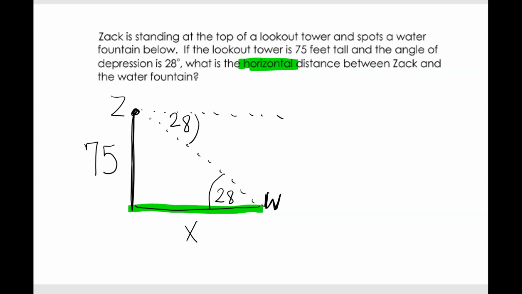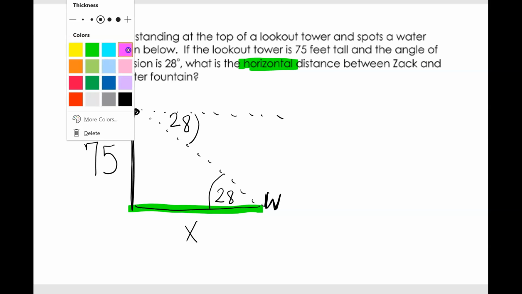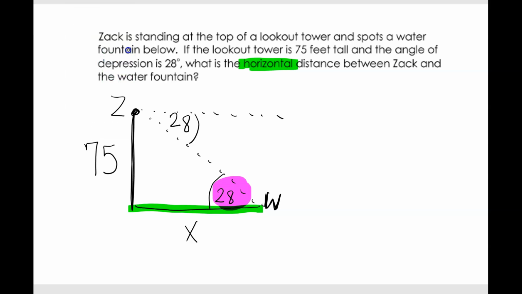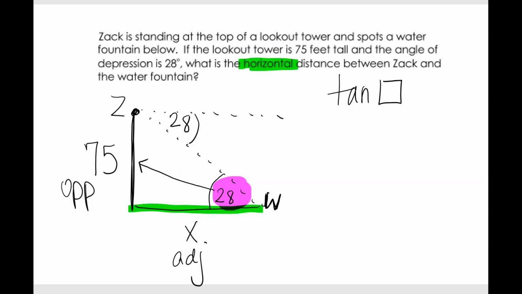If we're standing at the 28, because we always stand at the acute angle, we determine what are the 75 and what is the x. 75 is the side directly opposite of me, and the x is the adjacent. So again, that is tangent. Tangent of the angle is equal to opposite over adjacent. The angle is 28 degrees. The opposite is 75. The adjacent is x.